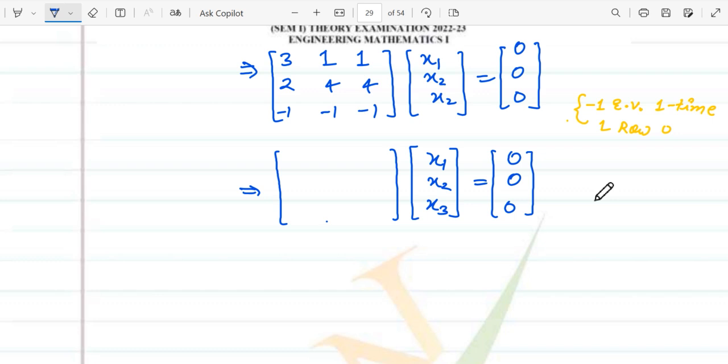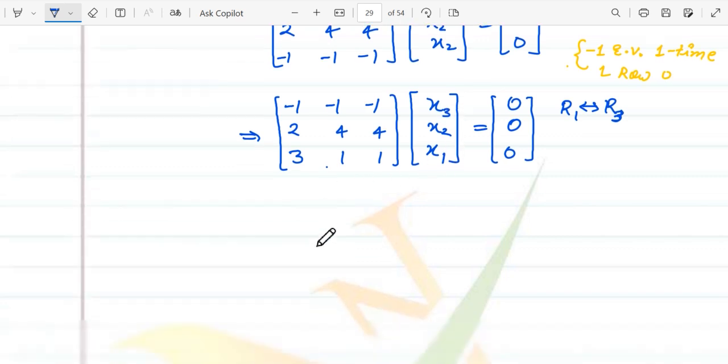आपने क्या करना है, R1 और R3 को रिप्लेस कर लीजिए, राइट। R1 और R3 को रिप्लेस कर लीजिए या ऐसा ऑपरेशन लिख लीजिए, R1 is replaced by R3. ठीक है। R1 R3 को रिप्लेस कर लीजिए आप लोग, जैसे रिप्लेस करते हैं तो R3 ऊपर चला जाएगा, that is -1 -1 -1, 2 4 4, 3 1 1, right.